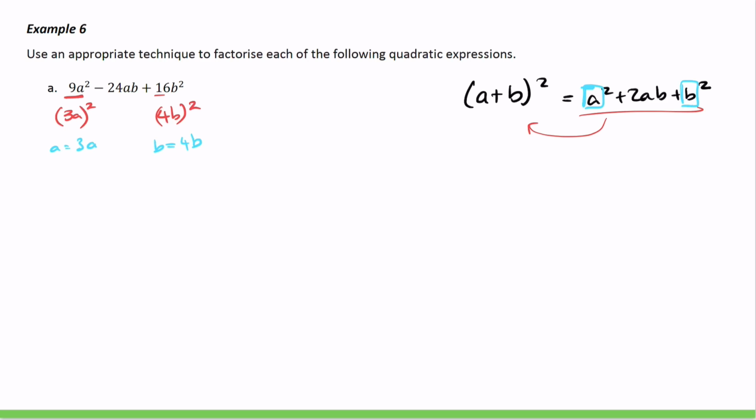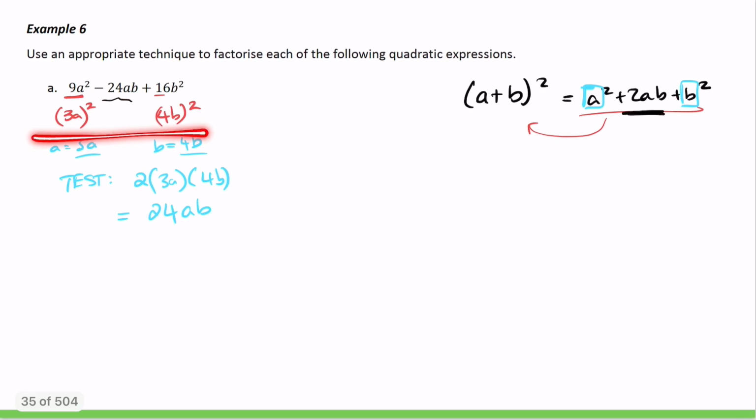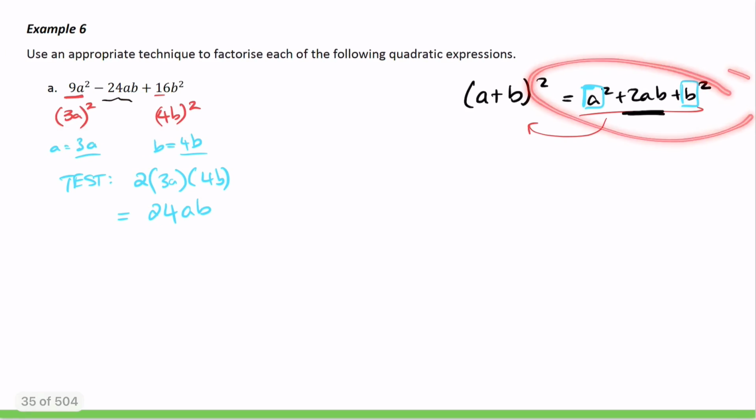Now, if this is actually the formula that we're using, that means when I multiply those two values by 2 as well, I should be able to get this middle term. So we can test it out and check if that is true. So 2ab, so 2 times this value times this value. You'll see that 2 times 3 is 6, times 4 is 24ab, and in fact we do get this middle term. So what we have here is a form that actually is the perfect square.